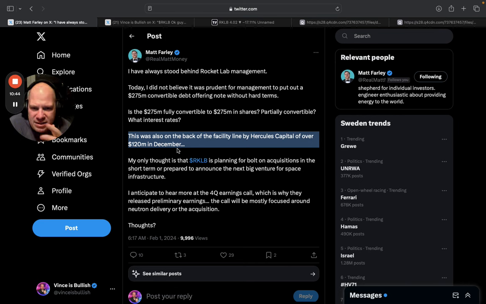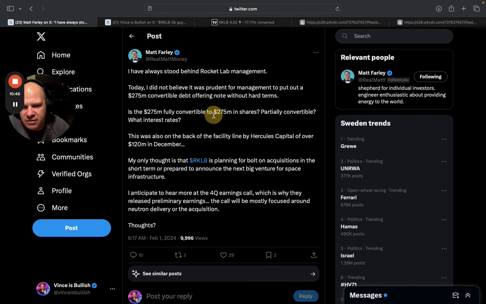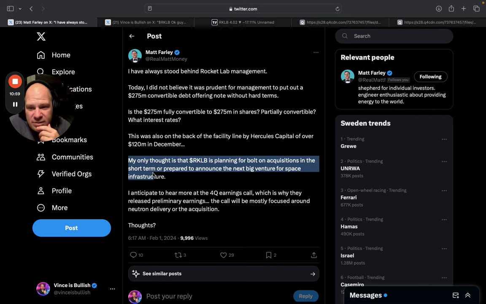And it seems like they are going to use part of the 275 to pay back the extra loan that they took from this Hercules Capital. Regarding this acquisition, maybe they're potentially looking at something. Maybe it's just a standard text that they're using.